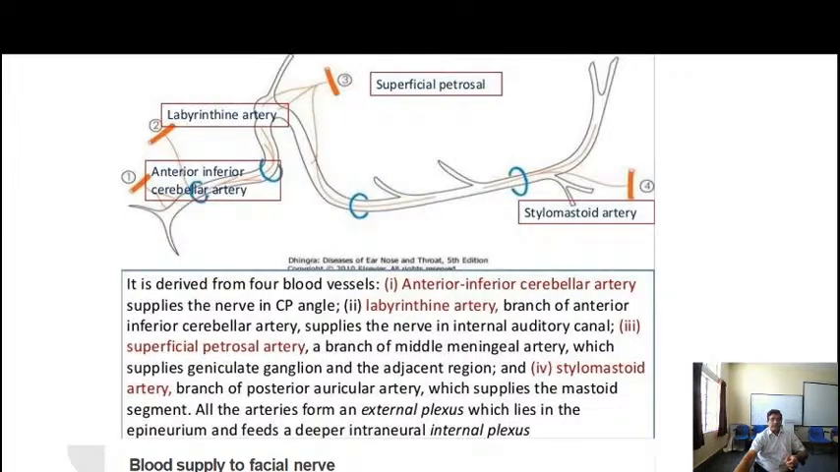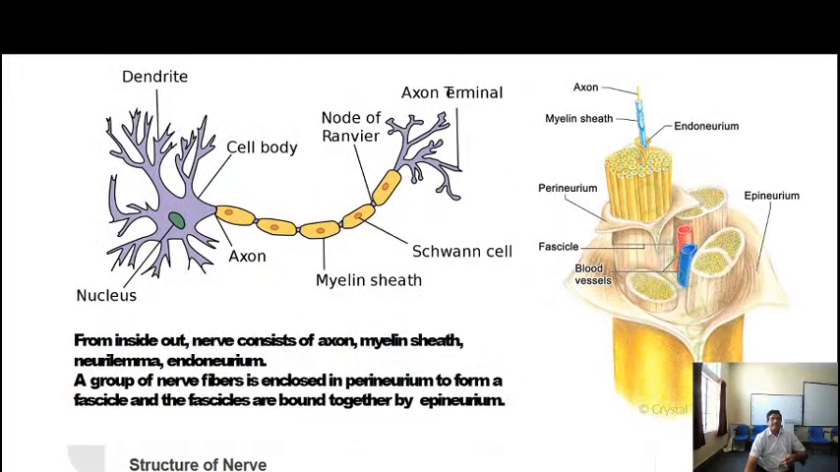Now, the blood supply of the facial nerve is the anterior inferior cerebral artery, the labyrinthine artery, the superficial petrosal artery, and the stylomastoid artery. These are the various arteries which supply the facial nerve. Then, with this brief background, we will come to the nerve structure proper.